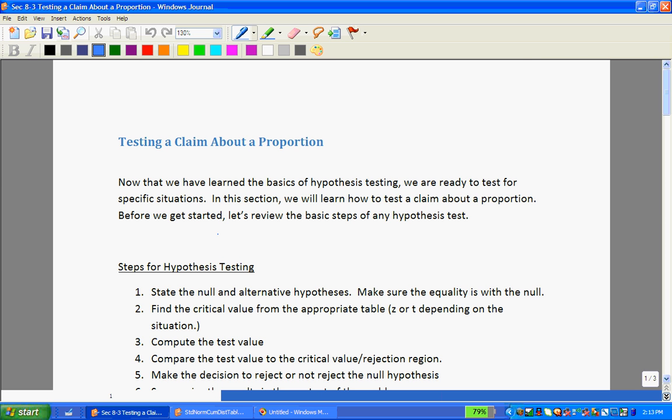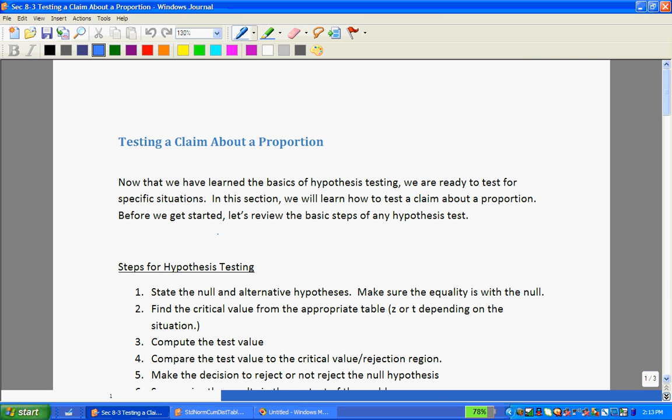Testing a claim about a proportion. Now that we've learned the basics of hypothesis testing, we are ready to test for specific situations. So all those specific situations we mentioned before that we'd get to later, now we're going to take a look at those. In this section, we will learn how to test a claim about a proportion.